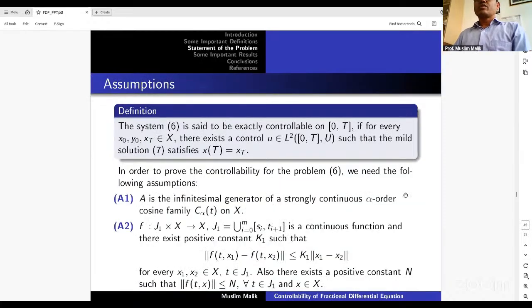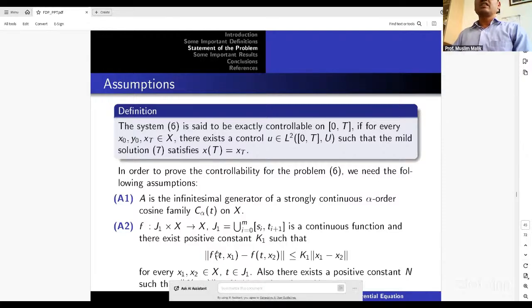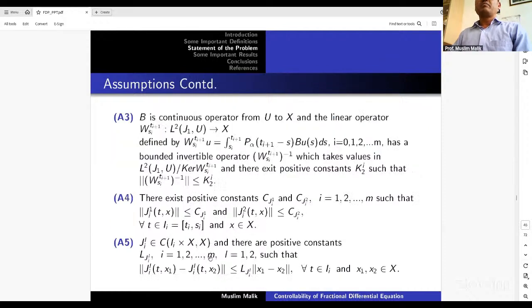Okay, so to show the existence of solution and controllability, we need this Lipschitz condition on the function f, and boundedness of b and all other things. Also we need this W, which is called the control operator, and it has some special name, and this operator should be invertible. If this operator is not invertible, then we cannot find the controllability of our system.